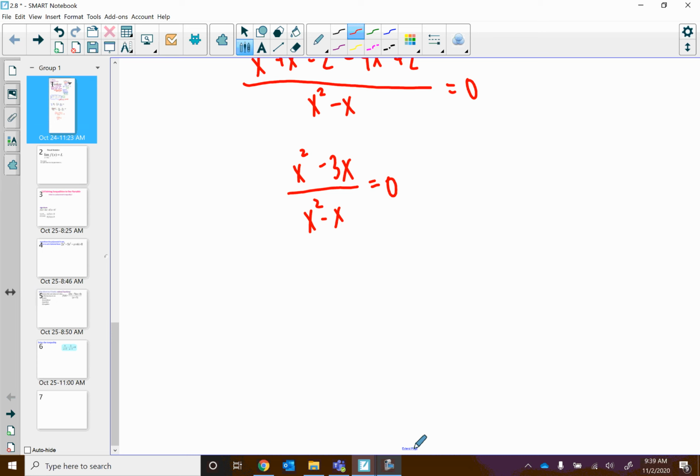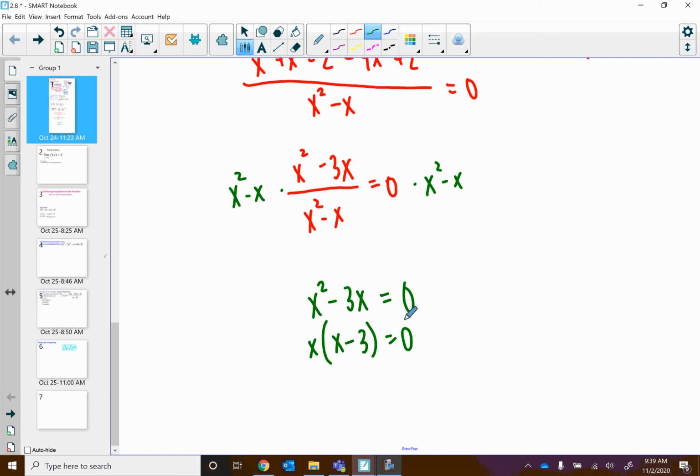Now, how do we solve this? Well, we can multiply both sides by this x squared minus x. And notice that's going to cancel, right? So we're left with x squared minus 3x is equal to 0. We can factor this: x times (x minus 3) is equal to 0, and solve. x is equal to 0 or 3.